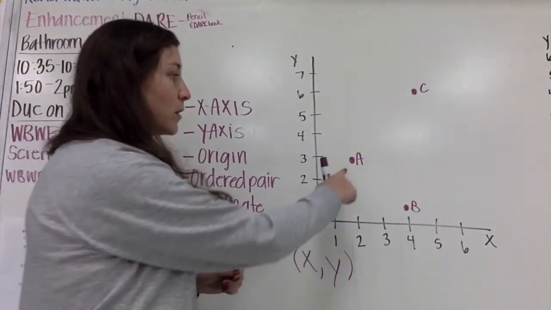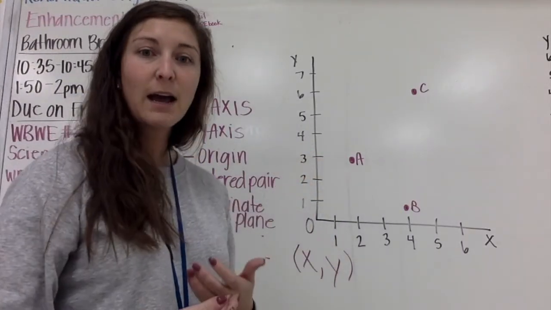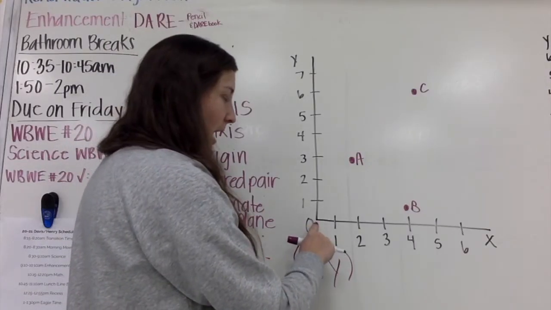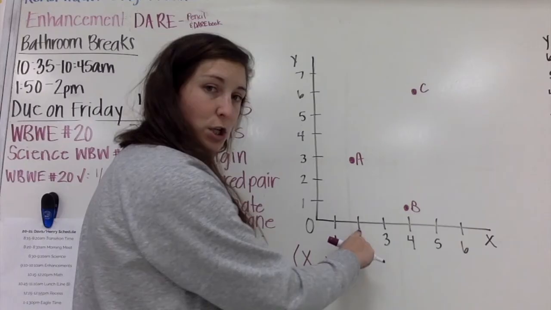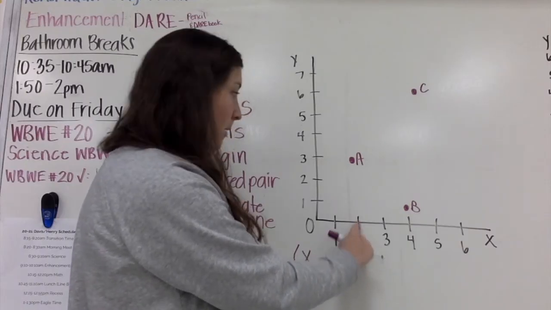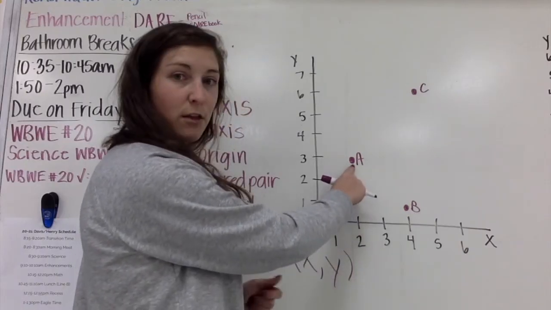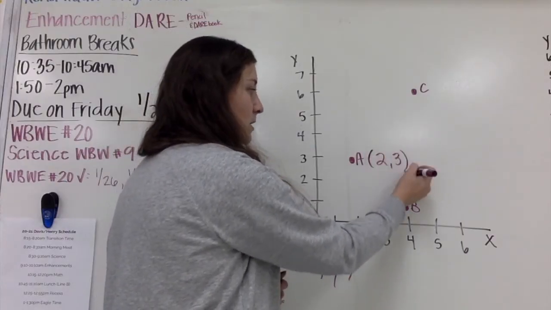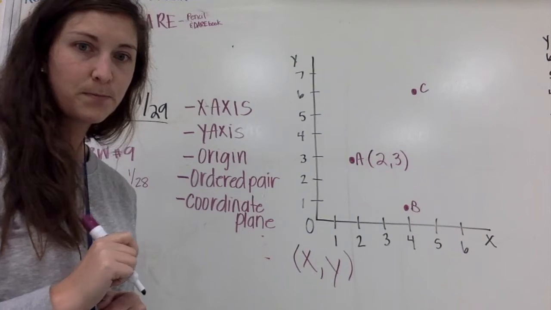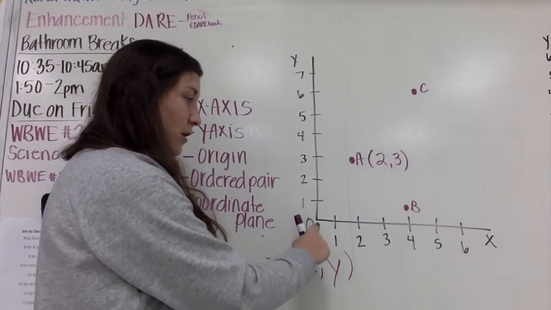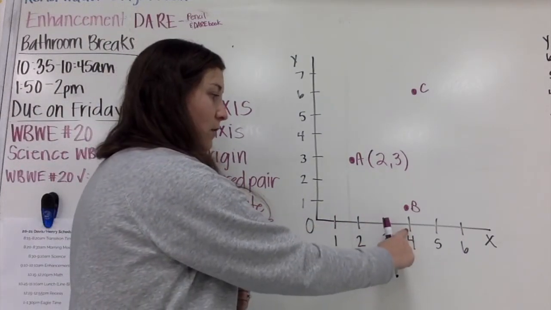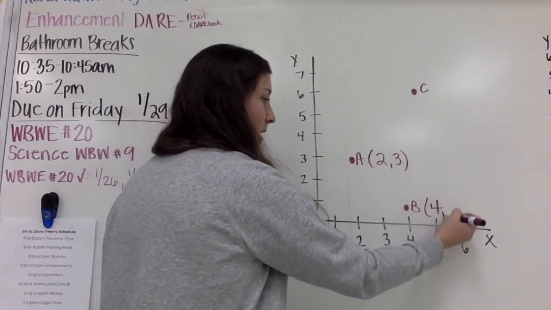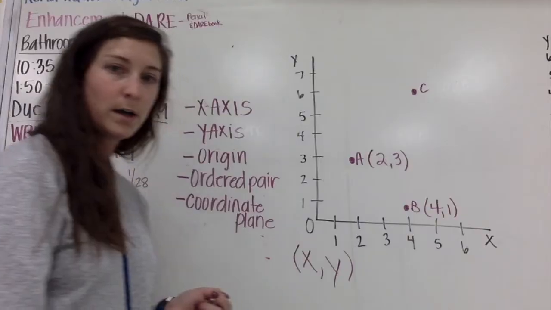So for point A, I have to give it an ordered pair. I have to start at my origin. I move over to the 2, and then I go up until I get there, which is at the 3. That means that ordered pair would be 2, 3. For B, starting at my origin, I go over to my 4 and go up 1. That means that ordered pair would be 4, 1.